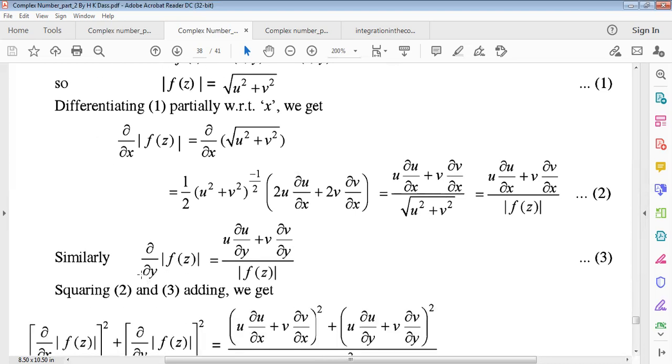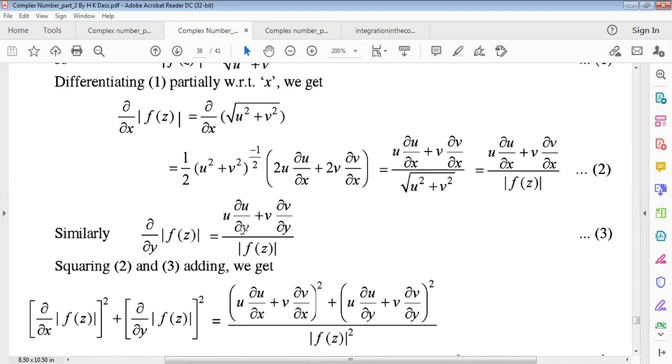Similarly, for partial differentiation of the absolute value of f of z with respect to y, we get a similar function. u del u will be only del y, and b del b will be del y. All are the same, just the variable changes. No need to do it again, similarly we can write it like this.